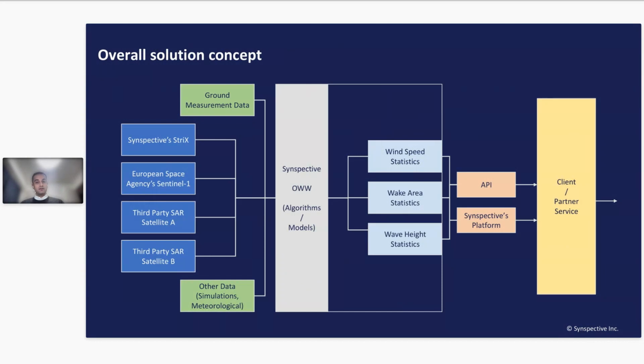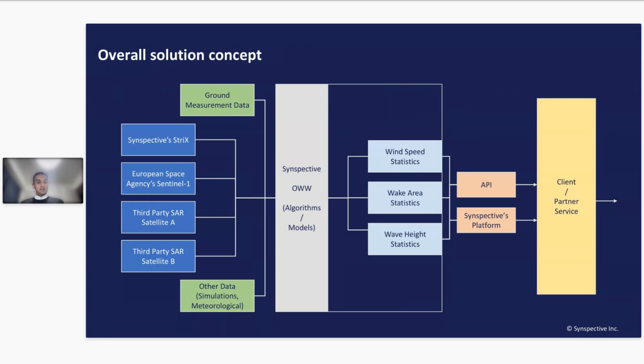And finally, I'd like to share our overall solution concept, how we deliver our data to the clients. Our solution starts with us taking SAR images from our own satellite streaks or other third-party satellites such as European Space Agency Sentinel-1 or other satellites. We then take some simulation meteorological data, and we can also combine it with ground measurement data if it's available. And we feed all of these data to our algorithm.